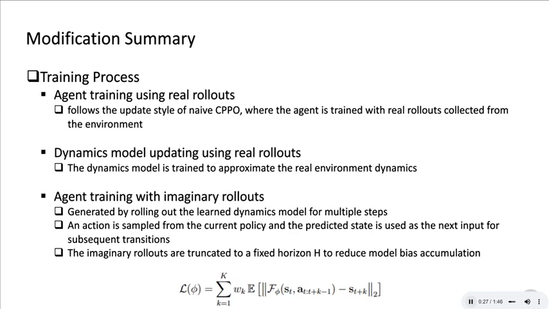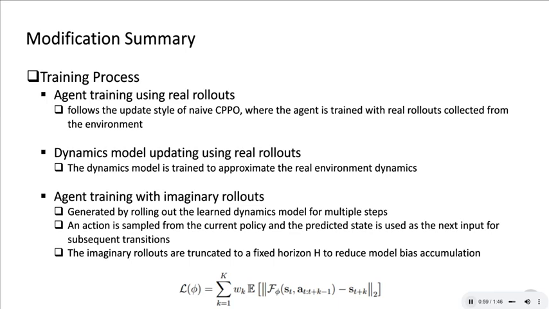Dynamics model updating using real rollouts means the dynamics model is trained to approximate the real environment dynamics by minimizing the loss function below. Please note that considering multi-step dynamics encourages the model to learn consistent long-horizon transitions rather than optimizing only one-step prediction. Lastly, agent training with imaginary rollouts.